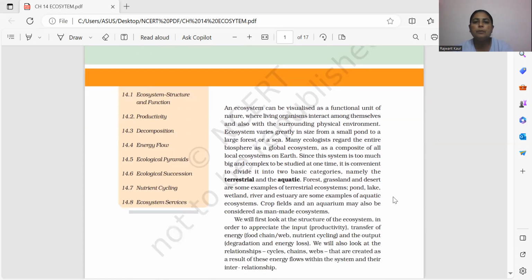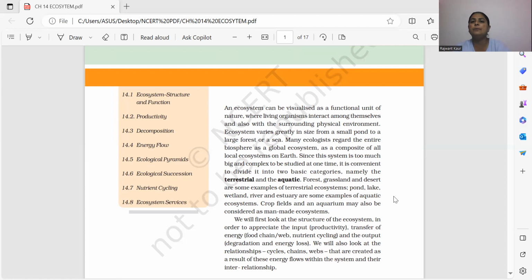So let us see the introduction part. What is an ecosystem? An ecosystem can be considered a functional unit of nature. It is a functional unit where living organisms interact among each other, and not only that, they also interact with the surrounding physical environment. As you know, ecology is the branch of biology that deals with the study of biotic and abiotic components. So here also the biotic components interact with the abiotic components.